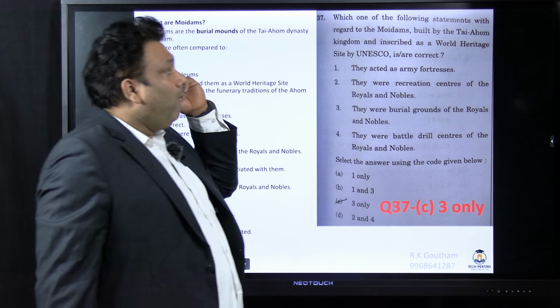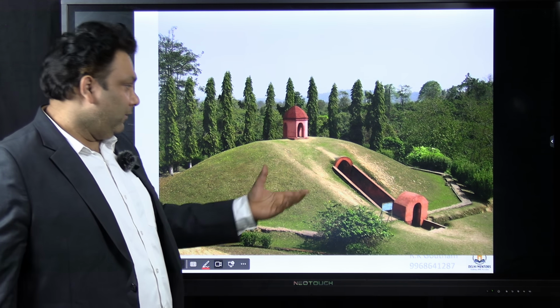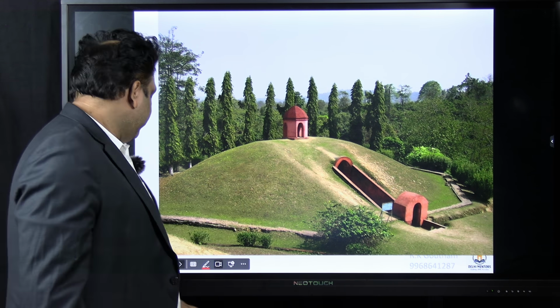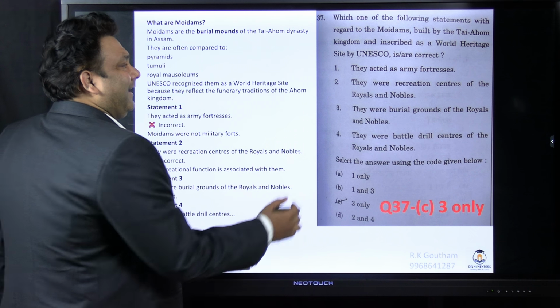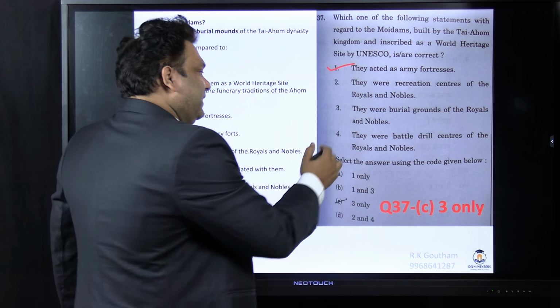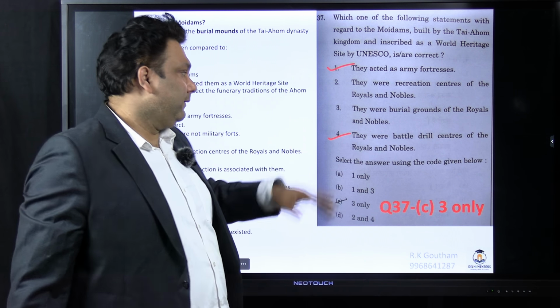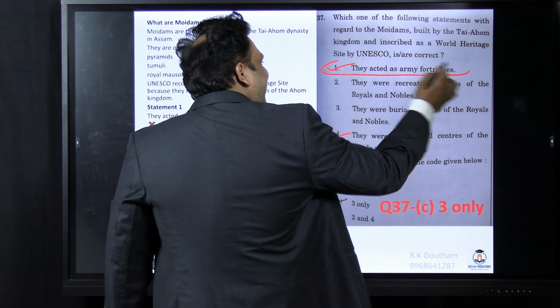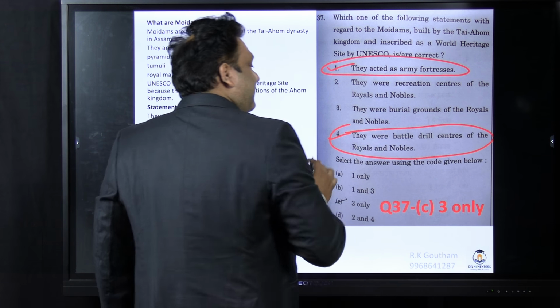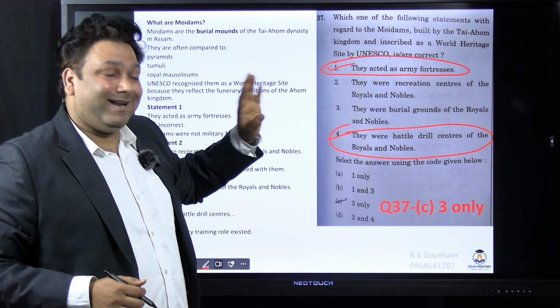So next one is Moidams. Now look at this Moidams. So look at the structure over here. Okay, they are there in Mizoram. Now they act as army fortresses. Look at this statement and look at this statement. They were battle drill centers of the royals and nobles. Now these two statements look like the same kind. Either both of them should be right or both should be wrong.